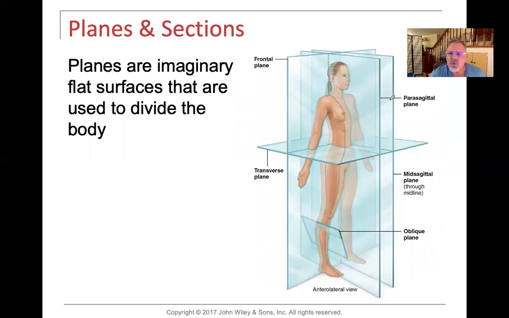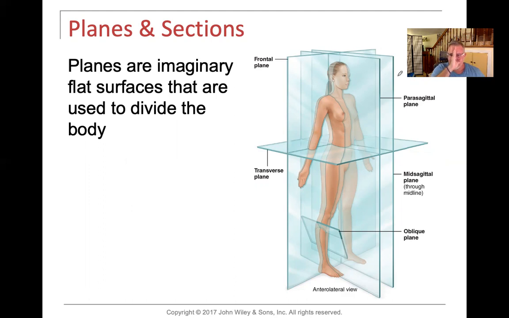Planes. When we have a plane that separates the body into equal right half and left half, that is going to be the mid-sagittal plane. That's right through the midline of the body. Parasagittal is not going to create equal distribution on the left and right side, but generally speaking, sagittal is going to go this way, separating into a left and right half.